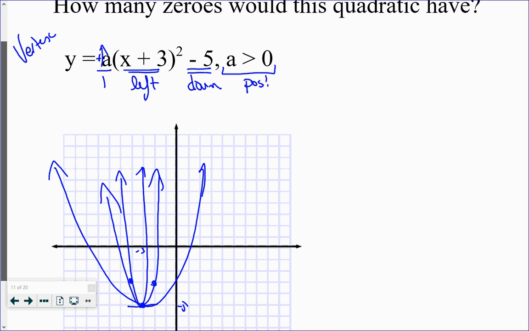It doesn't matter, because how many x-intercepts do each of those quadratics have? Well, they all have 2 x-intercepts. So that's all this question asked for. It didn't ask you for the values of them. It just wanted to know how many you would end up with.